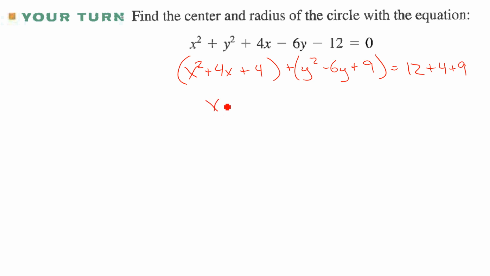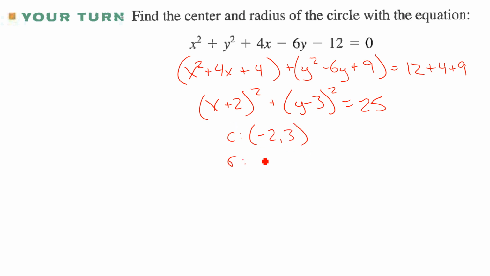Okay, so we have x plus 2 squared plus y minus 3 squared. 12 plus 4 is 16. 16 plus 9 is 25. And so we have the center at negative 2, 3, and the radius of 5. All right, good job. We'll see you in class.